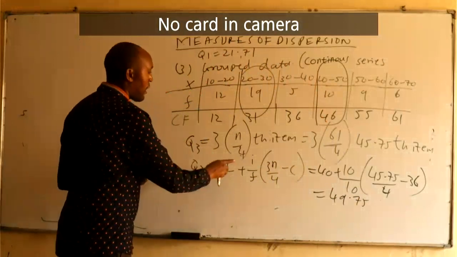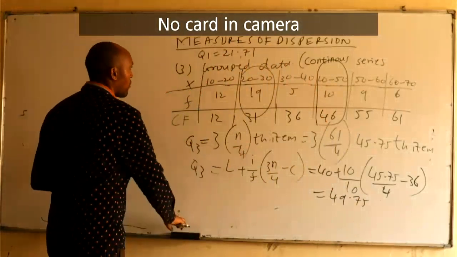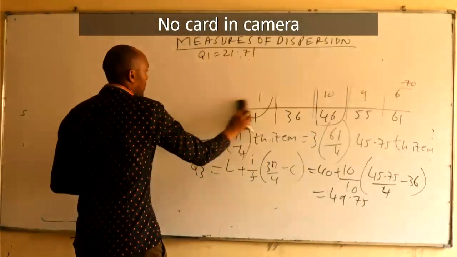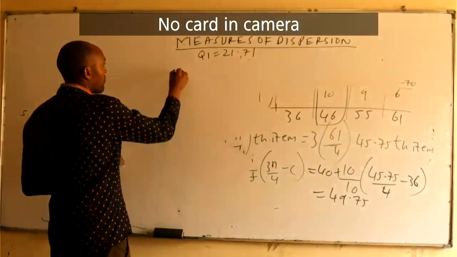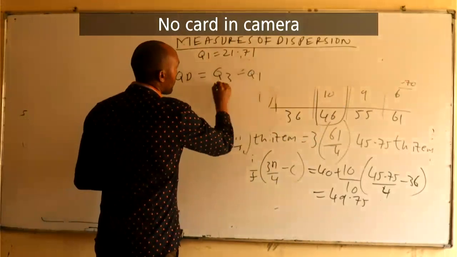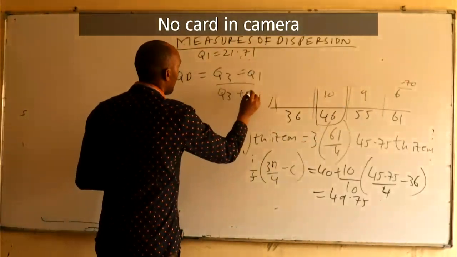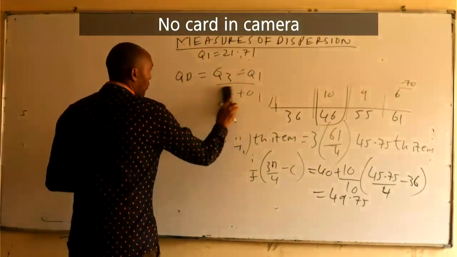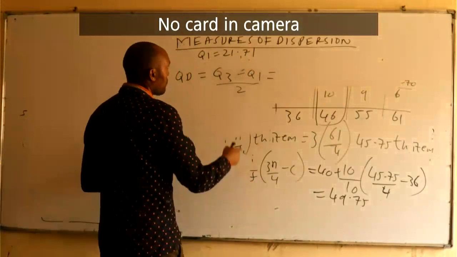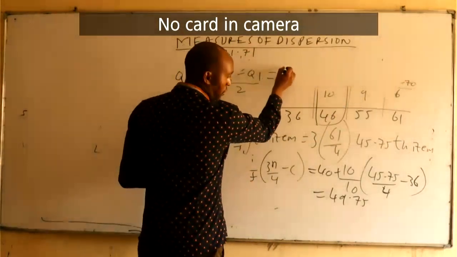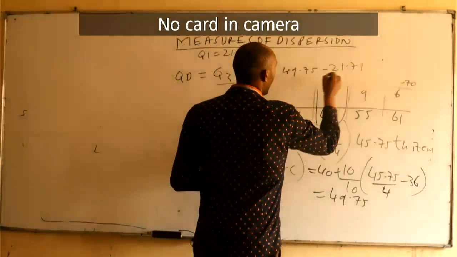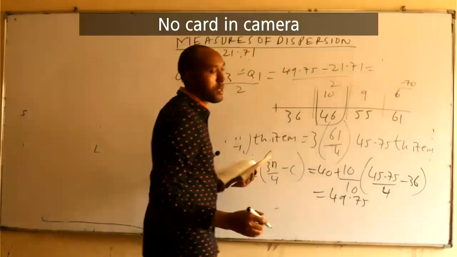So we still have our Q1 and our Q3. Now we don't need this information any longer. So quartile deviation equals Q3 minus Q1 over 2. So we have our Q1 and Q3. Q3 is 49.75 minus 21.71, divided by 2. So someone give me that answer.